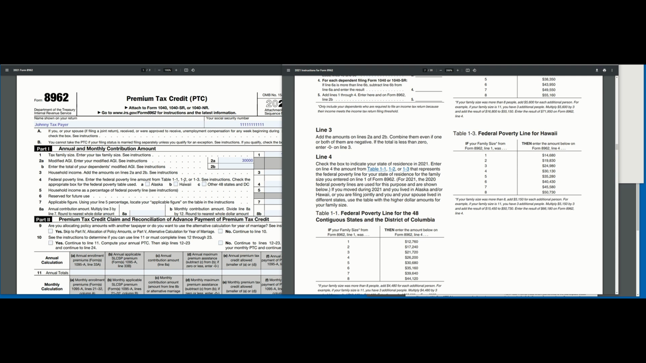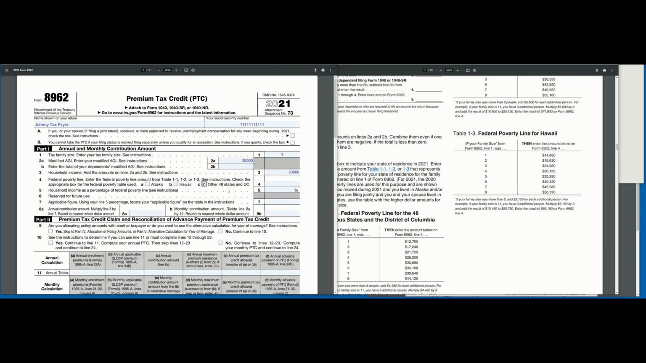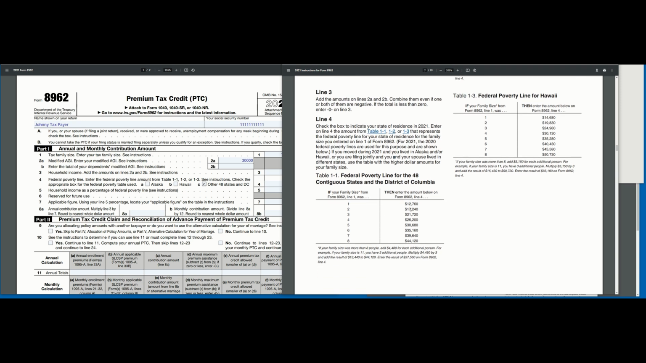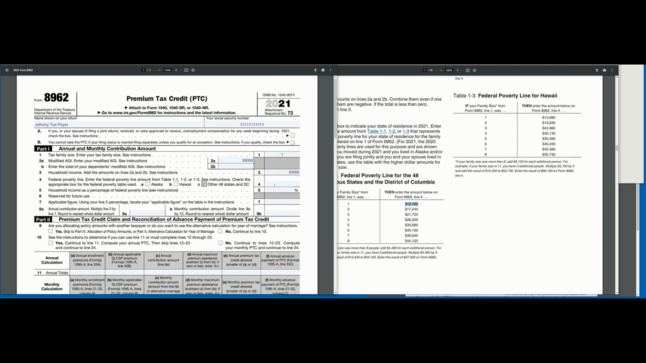All right, so for line 4, this is going to ask me to define what region of the United States I live in, because it's going to change the FPL calculation, the federal poverty level that I'm in. So if you live in Alaska, you can click box A. If you live in Hawaii, you can click box B. And for most of us who live in the rest of the country, it's going to be box C for 48 states and Washington, D.C. Now, furthermore, when you go on to the instructions, there is a chart with the FPLs that you would need to include as a dollar amount on line number 4. So in this case, it's $12,760, which I need to put onto line 4.